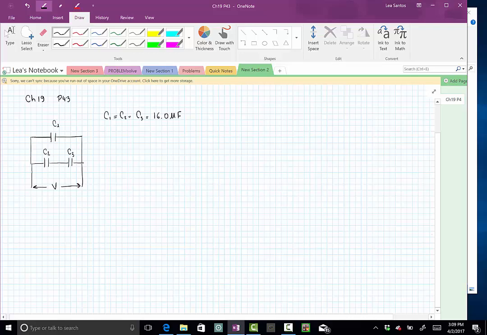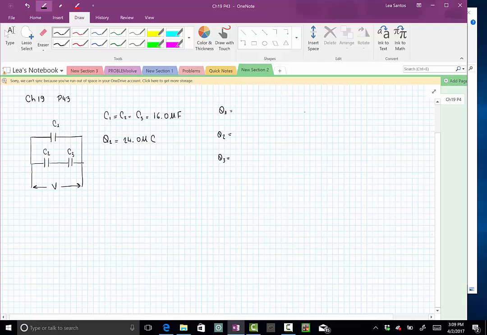Okay, and the only other piece of information that we have is the charge on capacitor 2, so Q2. Q2 is 24 microcoulomb. That's it. With only this information, we are asked many different questions. We want to know what is the charge on each one of these capacitors, Q1, Q2, and Q3.